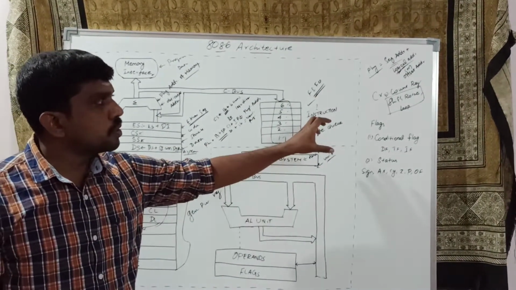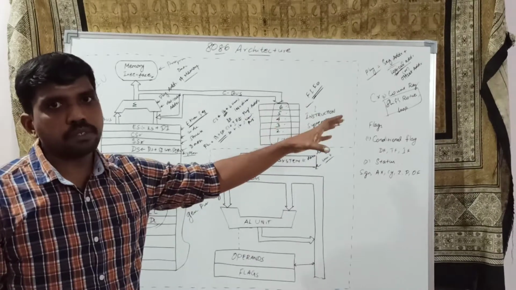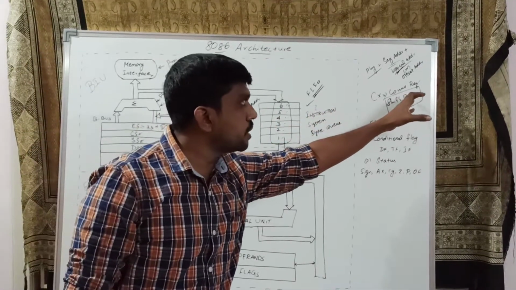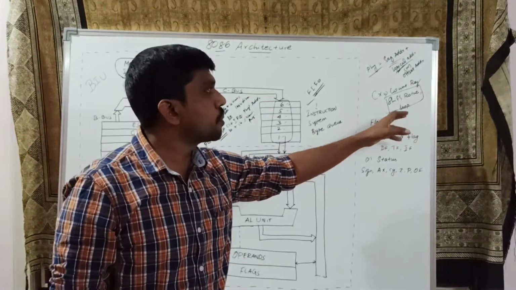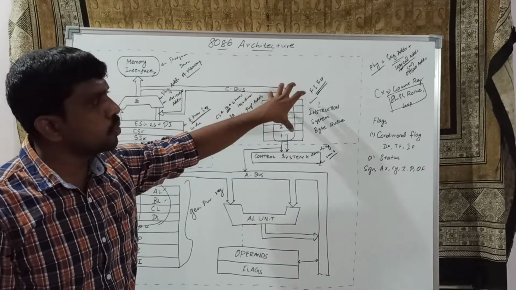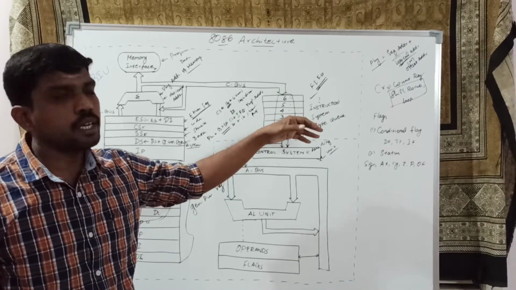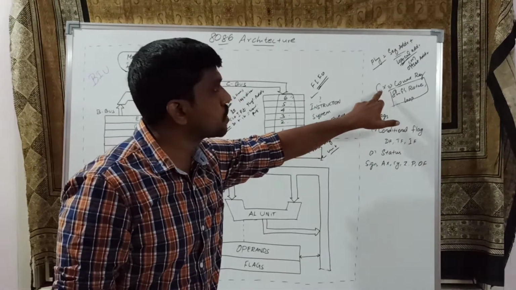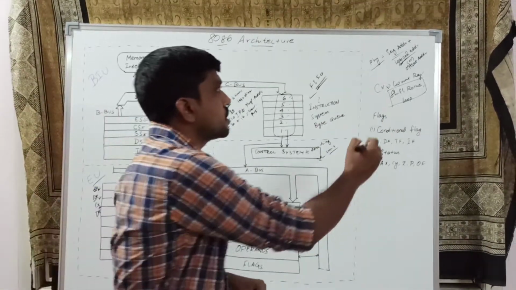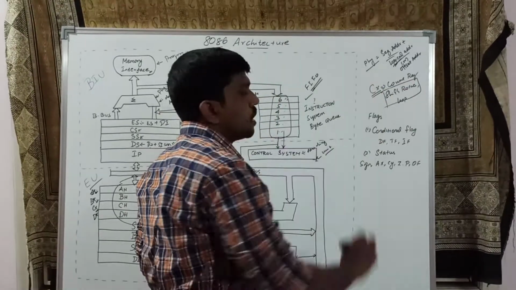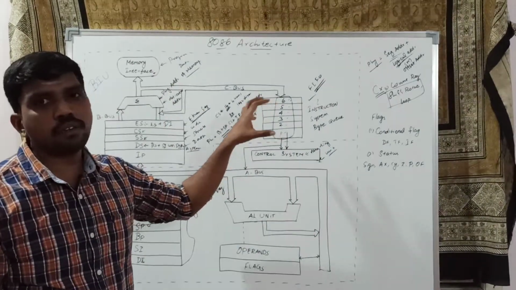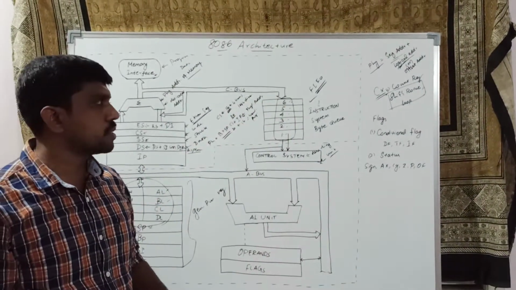Suppose you want to shift the content 4 times, or rotate a content 5 times, or a particular loop is repeated 4 or 5 times, the iterations. The number of iterations is stored in the CX register. The CX register is namely called the count register. It just counts the iterations.